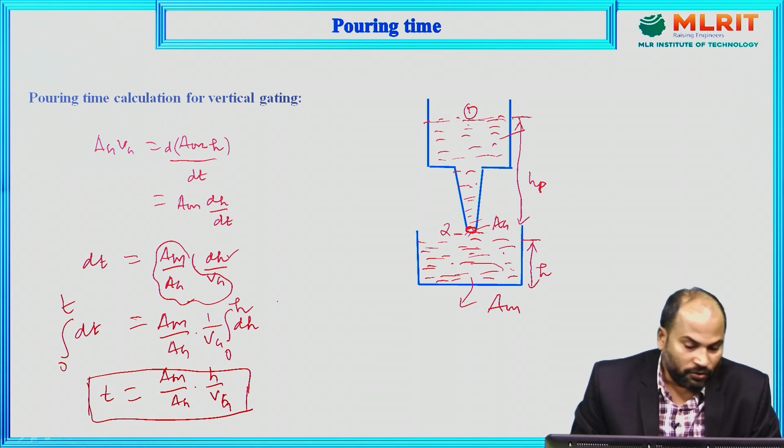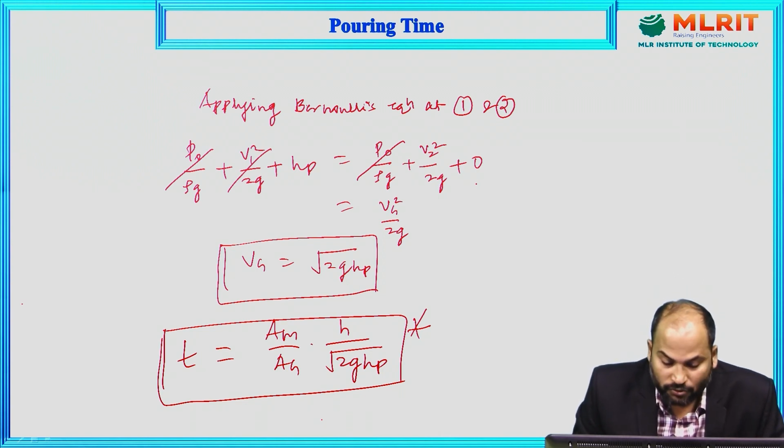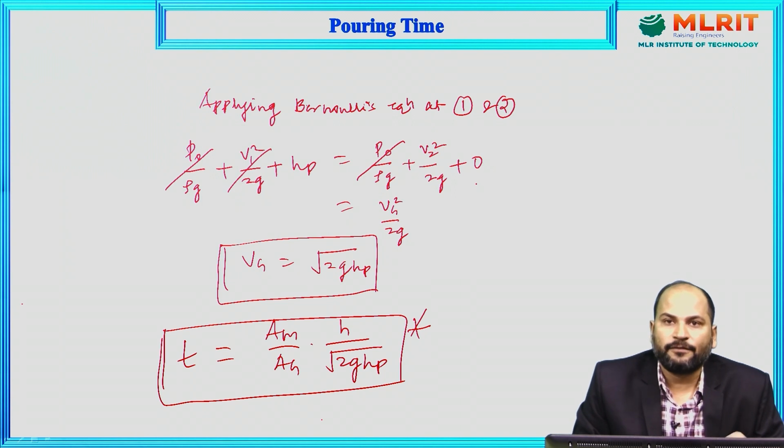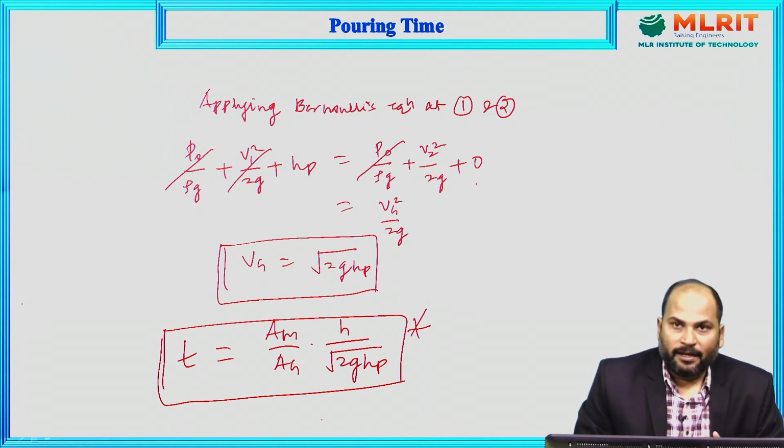On the basis of that, we have come to this relation that the filling time T, or the pouring time which the liquid will take to completely fill the mold cavity, will be area of the mold cavity, which we have also assumed constant, upon area of the gate through which liquid is coming, times height of the liquid in the mold cavity upon under root 2g, and the height of the gate from the open face, means from the pouring basin. So this is the formula for top gating system.